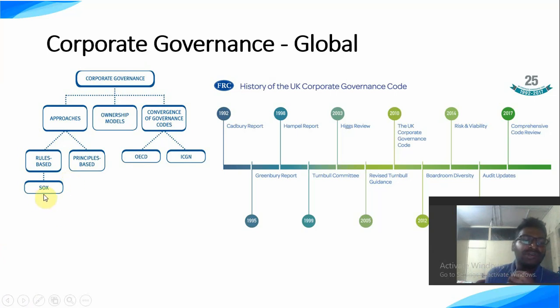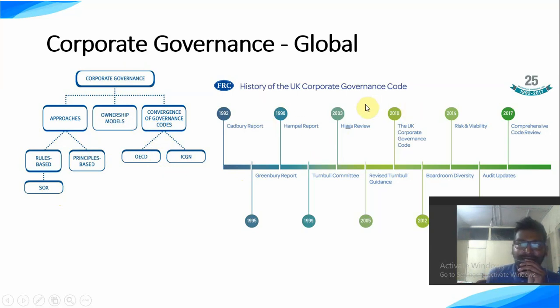That is the SOX, the Sarbanes-Oxley Act. And there are ownership models, which we'll discuss later, and other governance codes such as OECD and ICGN. So basically, since we are a British colonial country, let's look at the history of corporate governance.